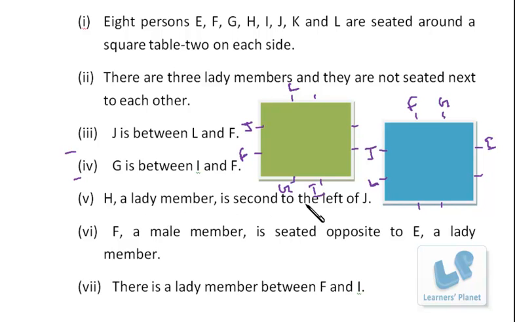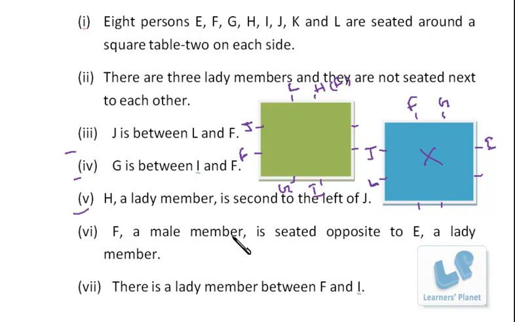H, a lady member, is second to the left of J. So left of J is this. So H, a lady member, is second to the left of J. That means H should be over here. And this is a female member, right? Now H is a lady member, second left of J. So second left of J, in this square, is already filled up. That is G. So this is incorrect. Now we proceed with this. So you just eliminate this square. Okay. So if we had not drawn the other square, we might have made a mistake, right? Now H, a lady member, is second to the left of J.